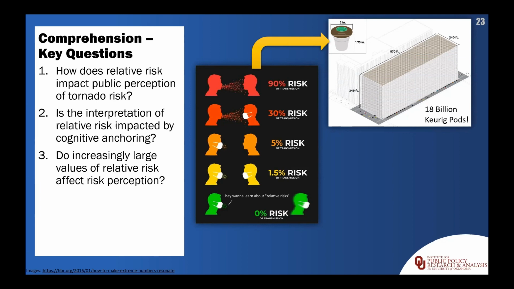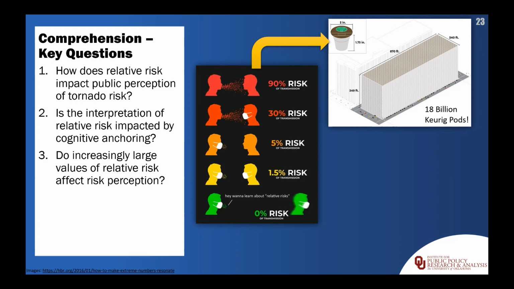Third, do increasingly large values of relative risk affect risk perception? We know people are awful at thinking about large numbers. I can tell you that Keurig built 18 billion pods last year. That's a big number. You say, wow, that's a lot of Keurig pods. When I tell you that that takes up a space that is 349 feet by 870 feet by 240 feet, now you go, wow, that's a really big number. It's really hard to conceptualize these massive numbers when, what's the difference between 17 billion and 18 billion?